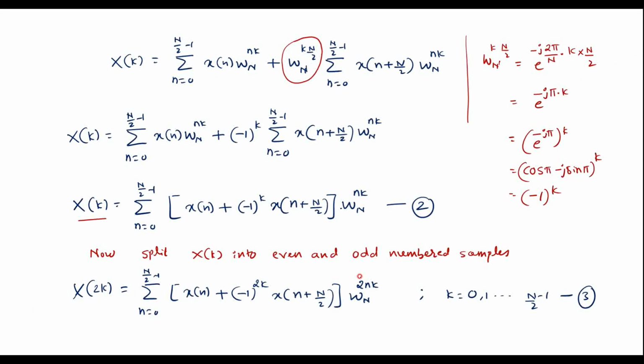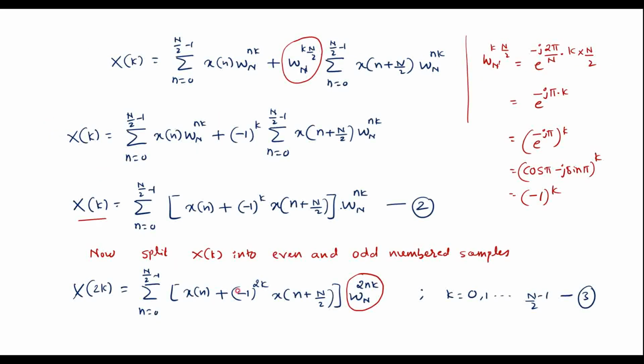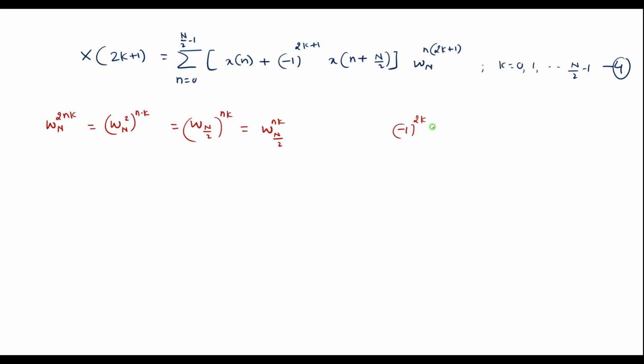Now from equation 3, I will take this part, that is W_N power 2nk. This can be written as W_N square power nk, or I can write W_N square as W_N by 2, so it is also equal to W_N by 2 power nk. Also here we can see that minus 1 power 2k, for any value of k, its value is always equal to 1. For example, if you take k equal to 0, the value is 1. When you take k equal to 1, it will be plus 1.